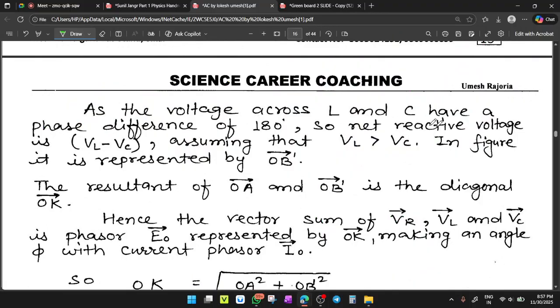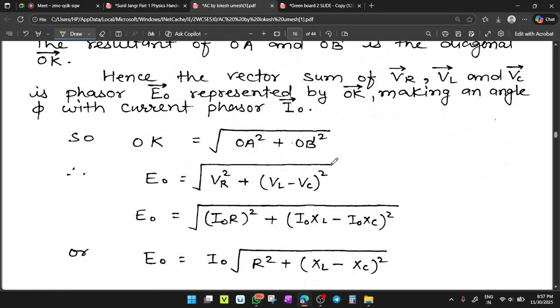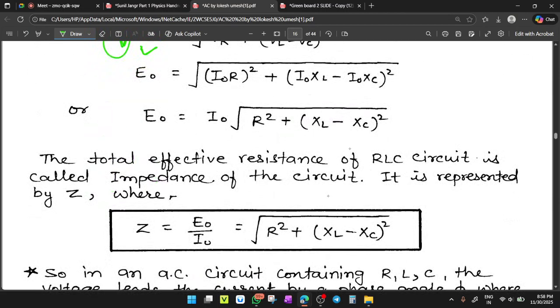Okay, as the voltages across L and C have a phase difference of 180 degrees, the net voltage is V_L minus V_C, assuming V_L is greater than V_C. So in the figure, it is represented by OB dash. So the resultant vector is the net EMF or net voltage. I have considered here net voltage V, but here it is given as E naught. Okay, that's the total effective resistance of the RLC series circuit, called the impedance of the circuit. So corresponding to the maximum EMF, you have the impedance equals E naught upon I naught.